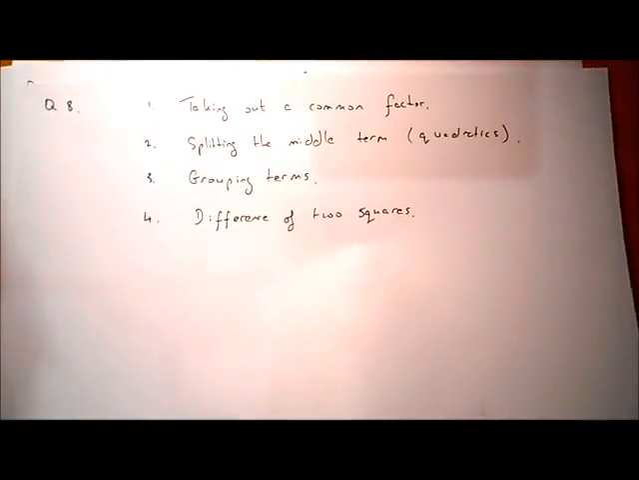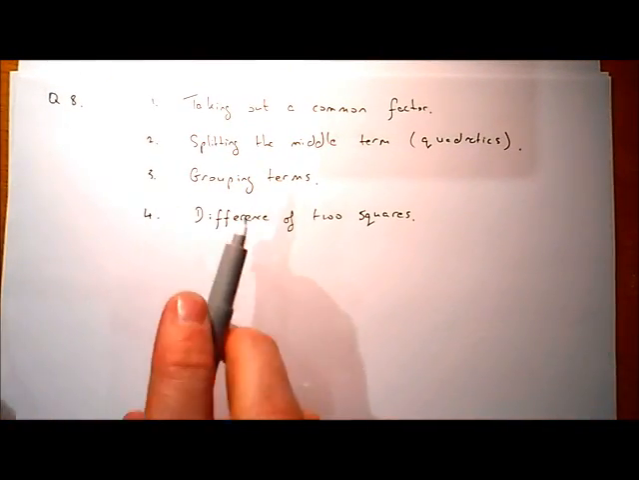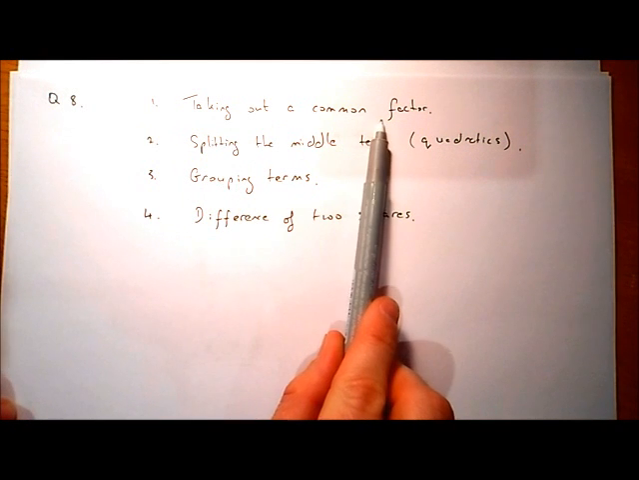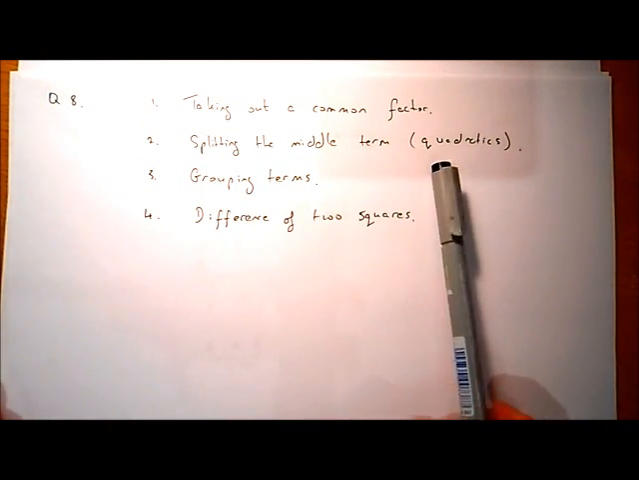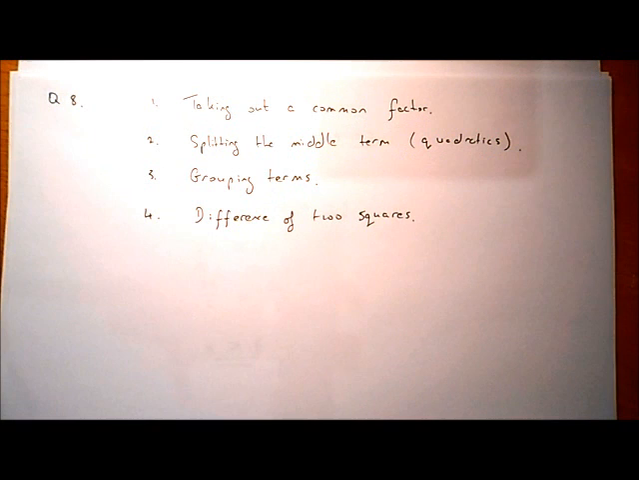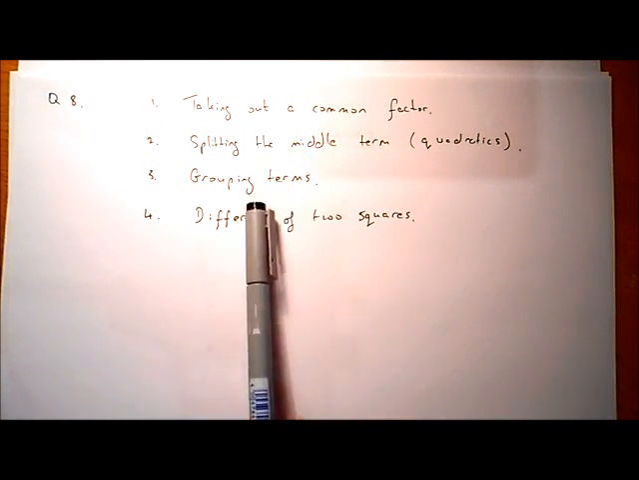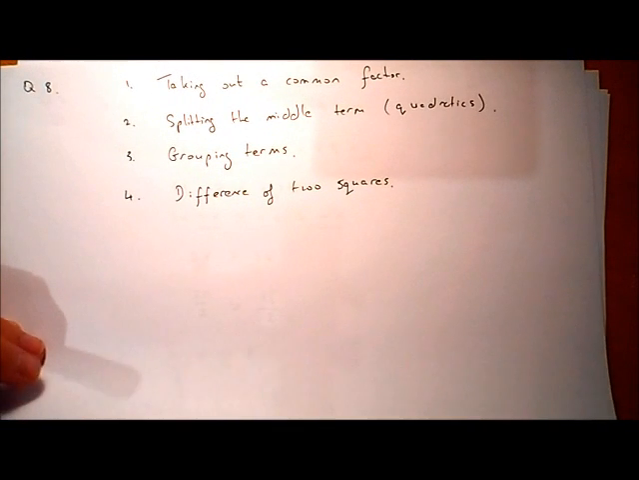Okay, next, what have we got? Yes, question 8. It was asking us what the 4 methods of factorizing are. The first method is taking out a common factor. Then we had splitting the middle term, which we use for quadratics, grouping terms, and then the difference of 2 squares. So anytime we're asked to factorize, which we are in the next question, we have to use one of these methods.